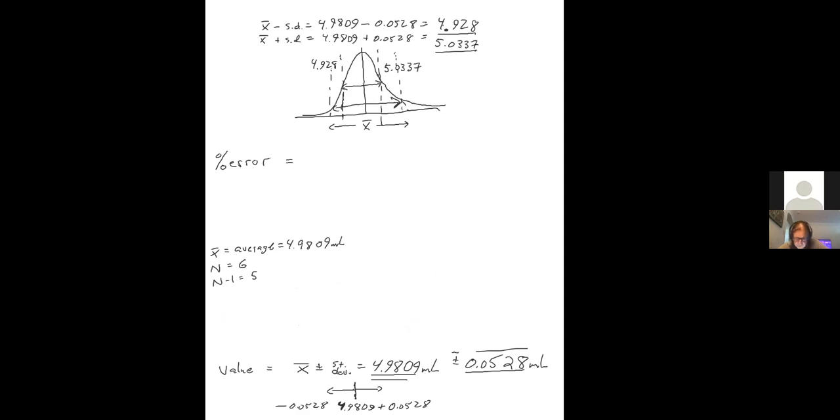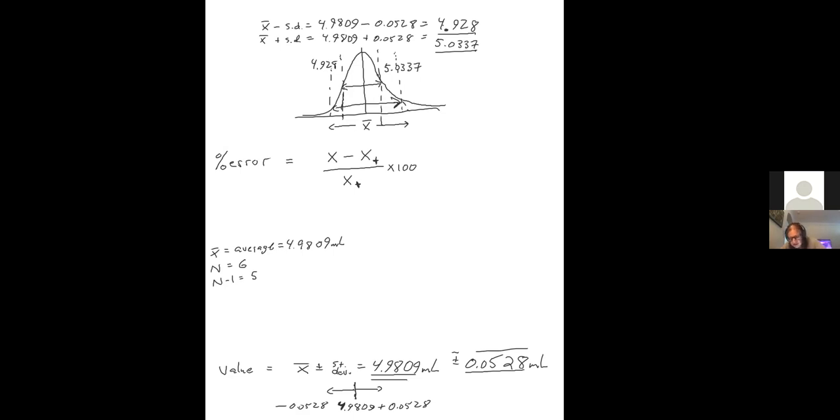It's the experimental value that you measured minus the true value, so T for true, divided by the true value, times 100. Okay, that's called the percent error. So really what you're doing is you're saying, how close was my value to the true value?